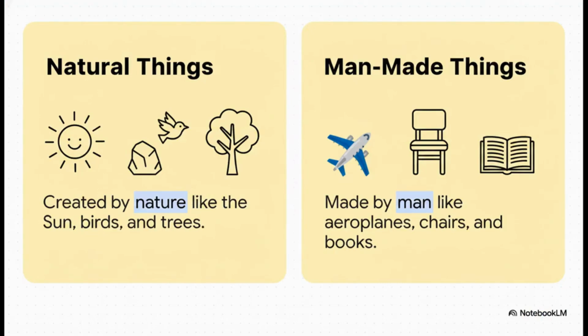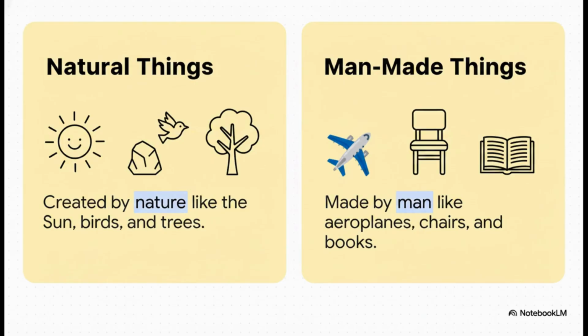Take a quick second to just look around the room you're in right now. Where do all those different things actually come from? Well, everything we see falls into two main categories. First up, we have natural things. These are created entirely by nature. We're talking about the bright sun, birds, rocks, and trees. We simply can't make these things ourselves.